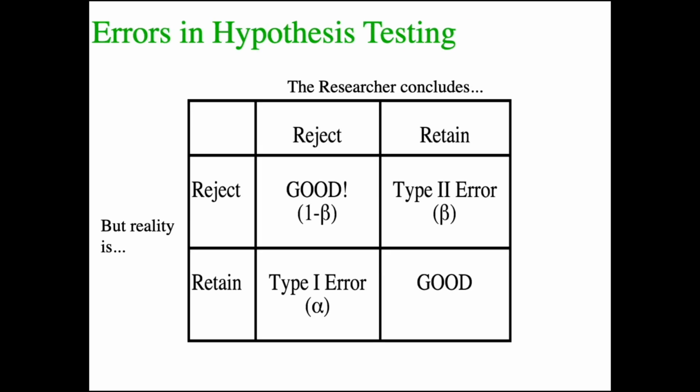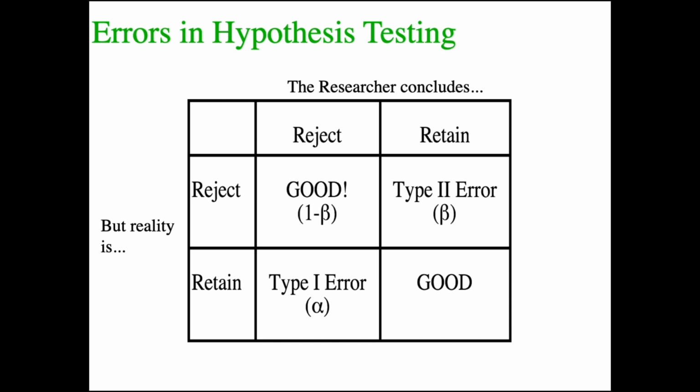So what you can see in this little table is, let's say you're the researcher and you've done your statistical test and you've either concluded to reject the H0 or retain it. So you've got these two columns, one for reject, one for retain. And on the left, the reality is that you should have rejected it or you should have retained it. If we could really know what the truth was about the nature of this population, we would know whether we really should have rejected or retained it.